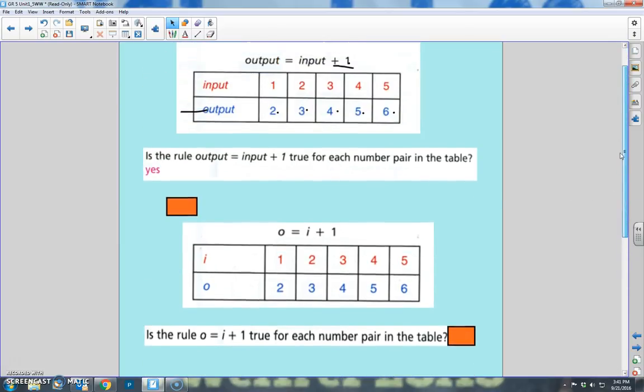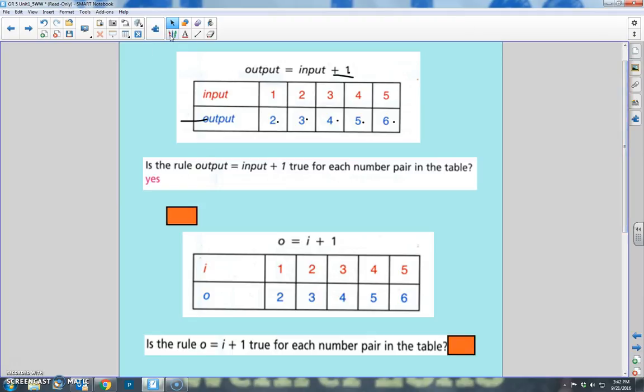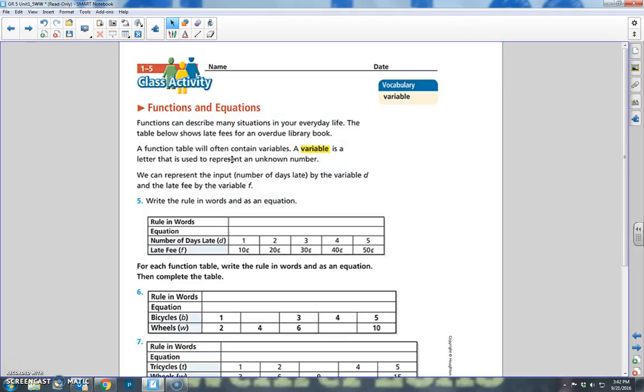Now, instead of the words input and output, they have I and O. It's the same thing. They're just using I and O. Okay? Is this all the same as well? Absolutely. It's all the same. Okay? Now we take it a step further.